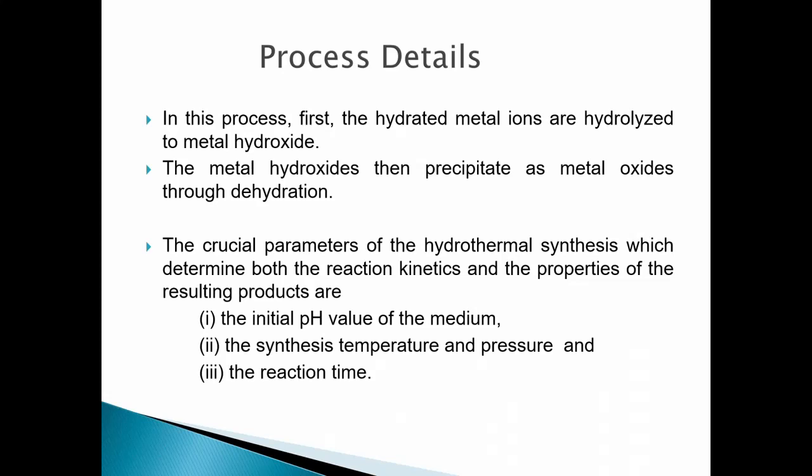In this process, first the hydrated metal ions are hydrolyzed to metal hydroxide. The metal hydroxide then precipitate as metal oxides through dehydration. The crucial parameters of the hydrothermal synthesis which determine both the reaction kinetics and the properties of the resulting products are the initial pH value of the medium, the synthesis temperature and pressure, and the reaction time.